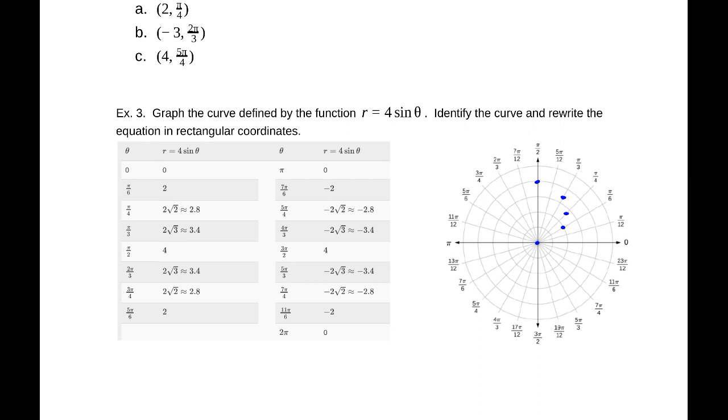Okay. 2 pi over 3, 3.4. Something like that. 3 pi over 4, it is 2.8. That doesn't seem right. 2.8. A little less. And 2 at 5 pi over 6.